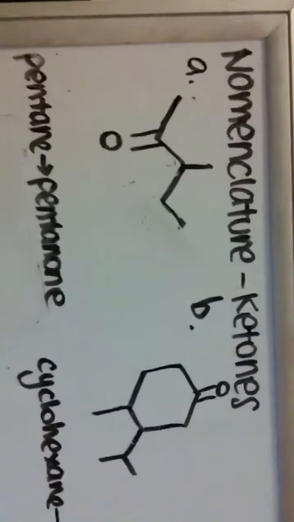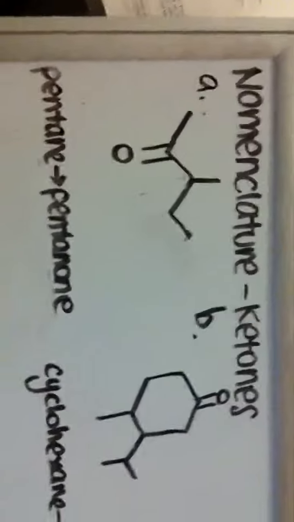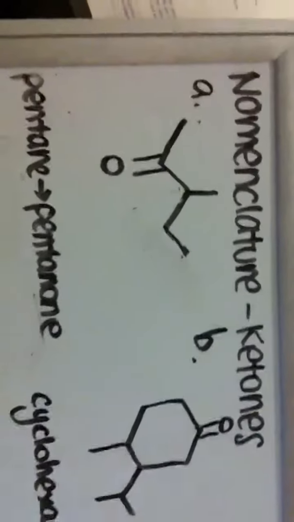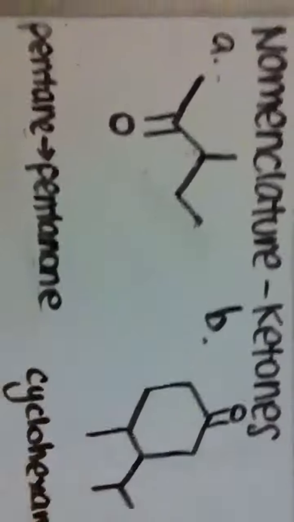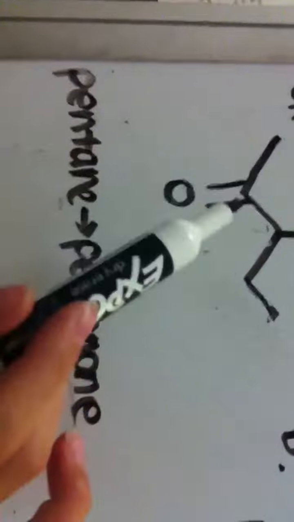I'm going to be going over nomenclature for ketones. This is the IUPAC way. So, what you look for at the beginning is you will either have a chain or a ring. If you have a chain, this is what you do. First, you find and name the longest carbon chain which contains the carbonyl group.